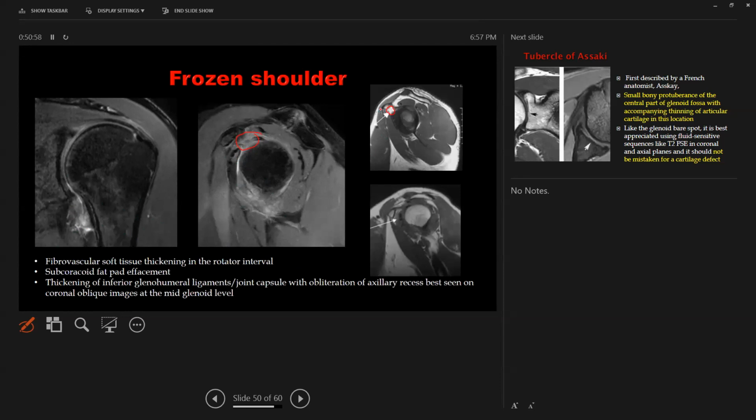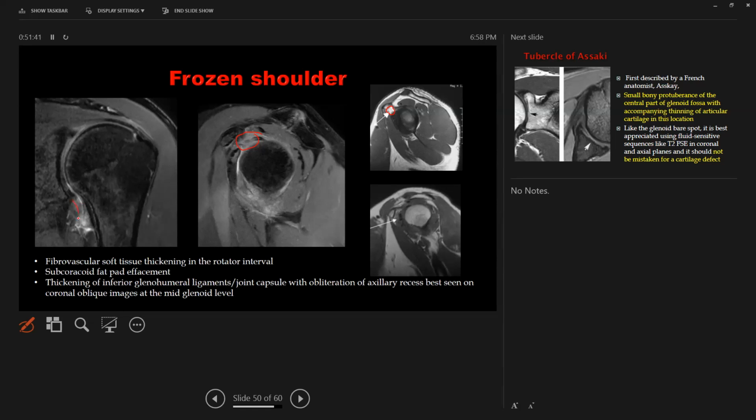Usually there is a fat pad below the coracoid process. When there is a lot of inflammation in the rotator interval, it can spill into the subcoracoid fat pad and it can get effaced like here. The bright fat pad is seen only if you routinely do T1 sagittal images on your sequences. Not everybody does the T1 images. So this is one of the indirect signs of frozen shoulder or adhesive capsulitis.